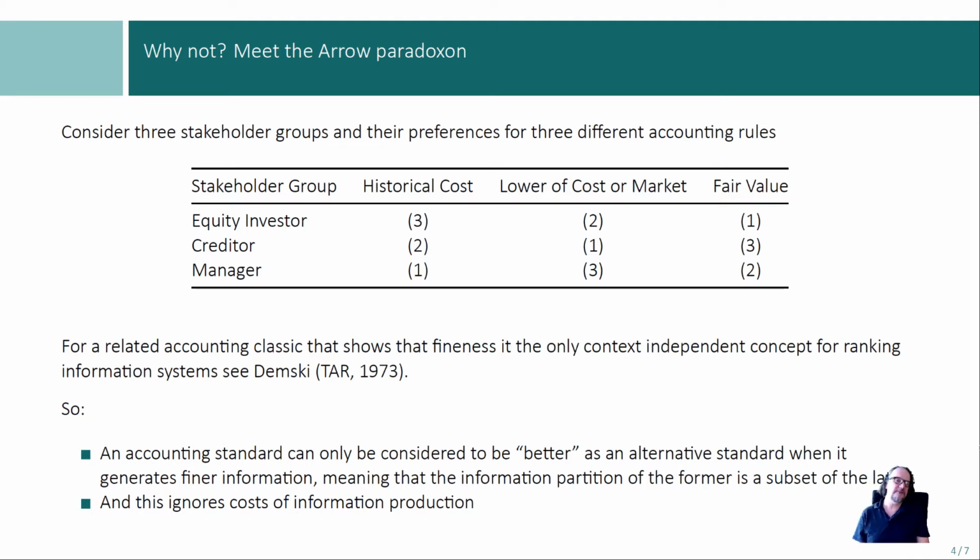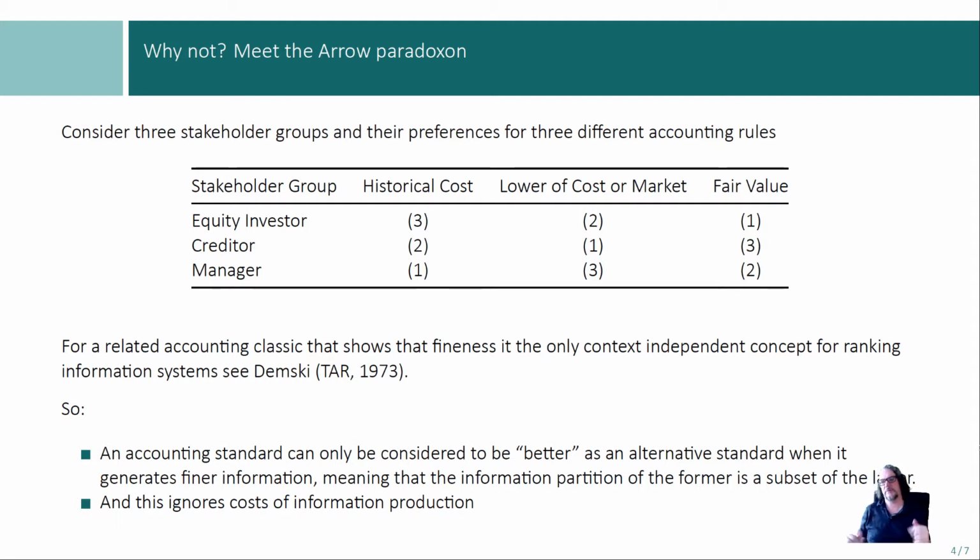So now, if you have this ranking, and this is just an example, obviously, then I think it becomes obvious that there is no clear preference. So actually, each of the three regimes is listed once in each slot. So meaning, as a regulator, you have to make a political decision. You have to decide whether you prefer the views of the equity investor, the creditor, or the manager. But there's no way that you can balance these interests, right?